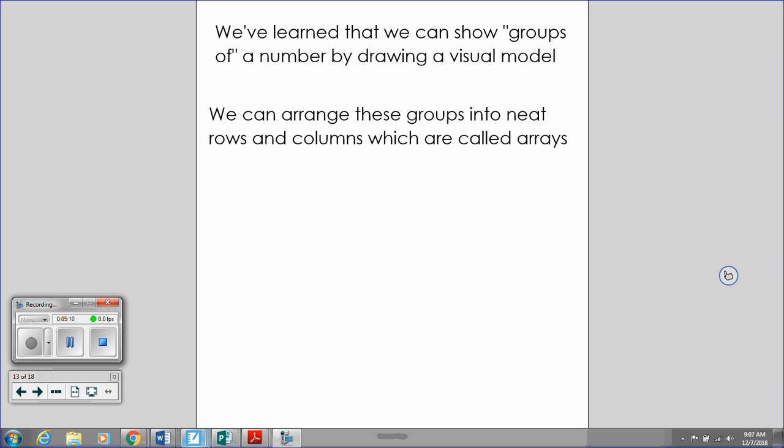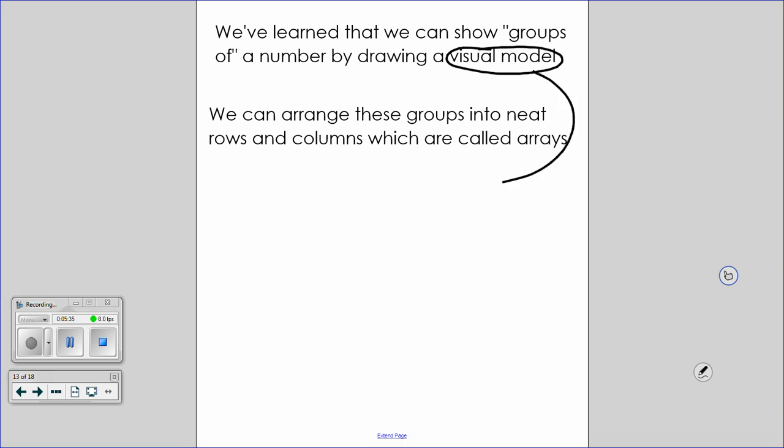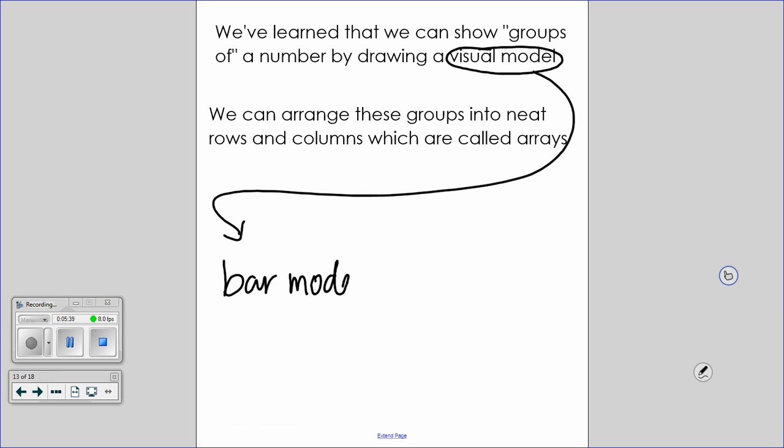In multiplication, we've learned how to show visual models. What two visual models have we learned? Piper, give me one. A bar model. We've learned a bar model. Love a good bar model. What else have we learned? Circles and dots.